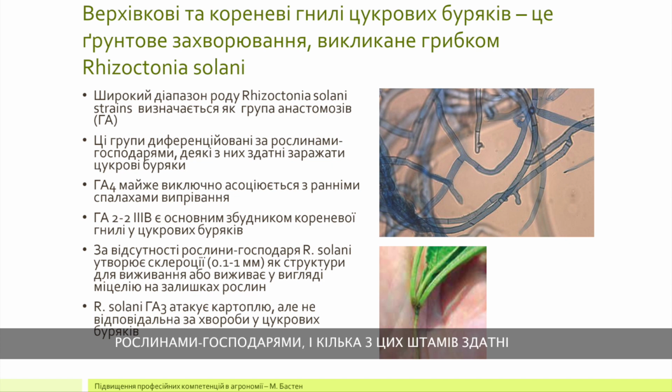So all the different Rhizoctonia strains are differentiated by their host plants, and several of those strains are capable of infecting sugar beet. Basically, we talk about two strains. There's this group AG4, and this is exclusively associated with early outbreak of damping off, which is shown on this image here below, because this is also Rhizoctonia disease, but affects the plant early in the season after establishment.